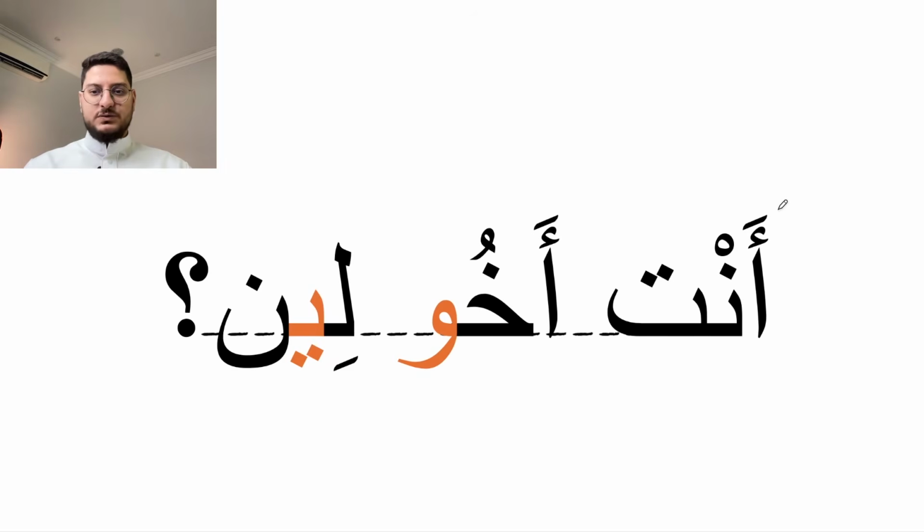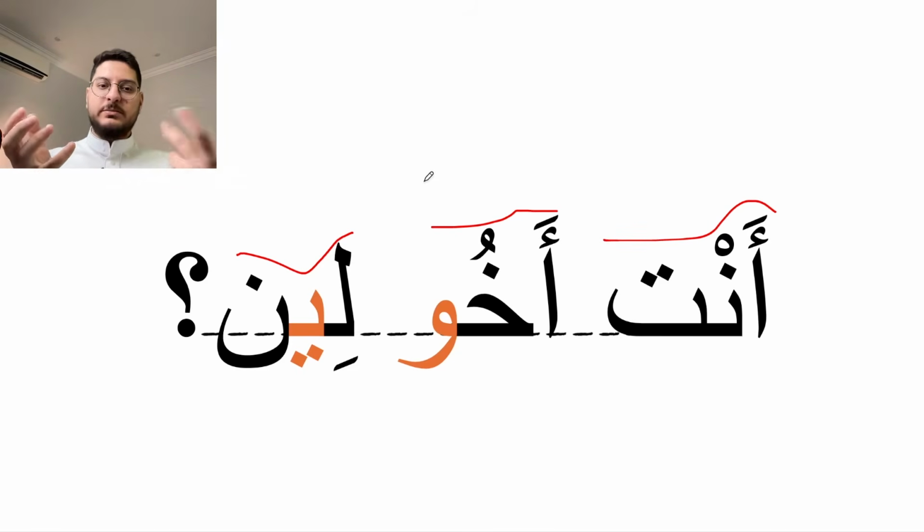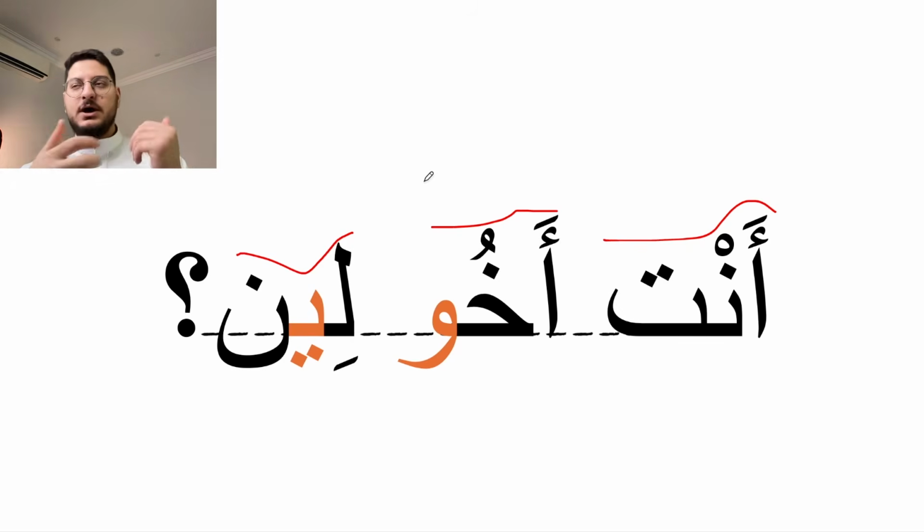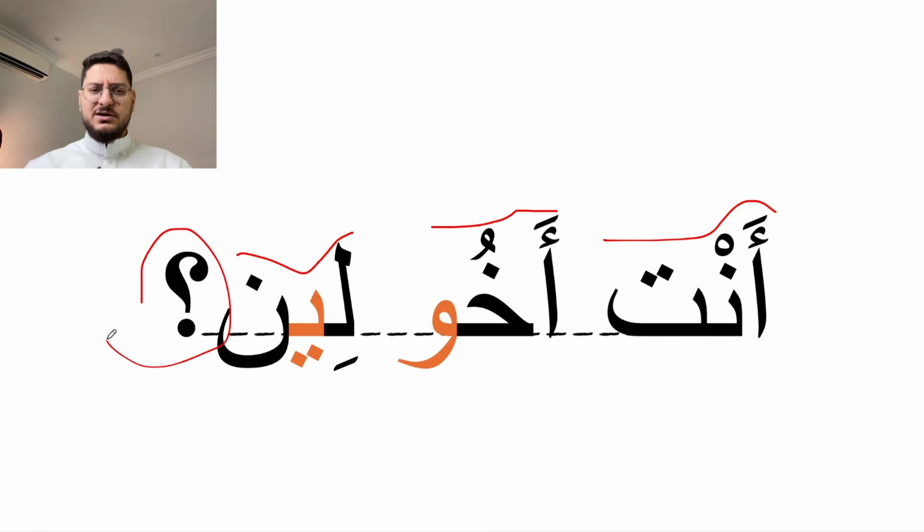Let's look at another sentence. Let's read the first word. Ant, which is you if I'm talking to a male. The second one is Akhu, and remember, Akhu was brother. And the third one is Leen. Now, Leen is a name of a person, a name of a female. And Akhu Leen means Leen's brother, just like Abu Khalid meant Khalid's father. Akhu Leen, Leen's brother. So, Ant Akhu Leen, question mark. Are you Leen's brother?